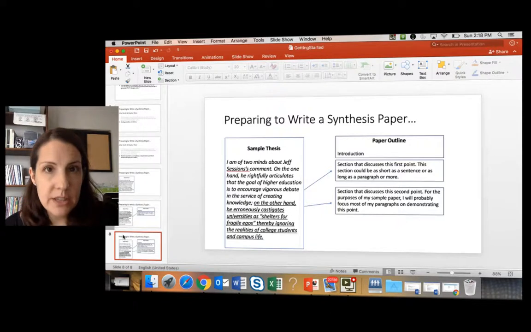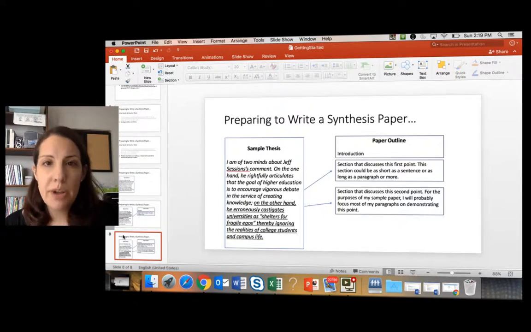It again can be as long or as short a section as I would like for it to be. For the purposes of my sample paper, which I'm going to be writing in the next lesson, I'm probably going to just focus most of my paragraphs on this point, because this is where I feel like I have a lot of reasons to support what it is that I'm trying to say.